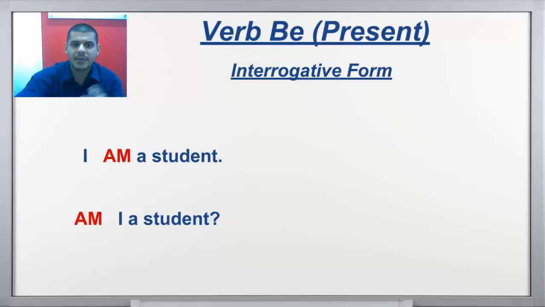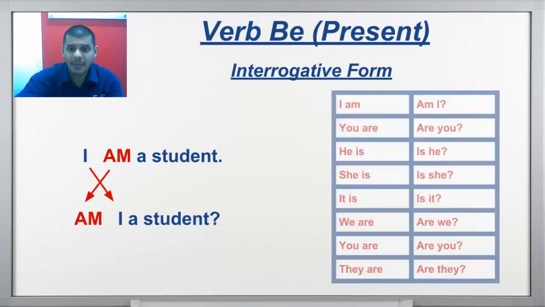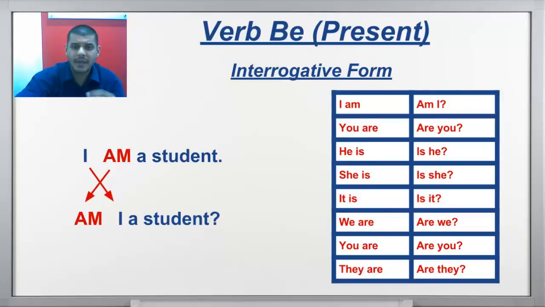That is how I produce the interrogative. So let's take a look again. I am a student. I will invert the order of the pronoun I and the verb am, the verb be conjugated. So, I am a student becomes, am I a student? Okay? Simple like this. And I also have a table with some more information. So, for example, I am in the affirmative becomes, am I? And then you have, you are becomes are you? He is becomes is he? She is becomes is she? And so on, okay?